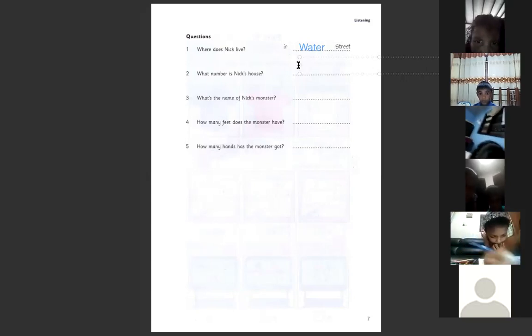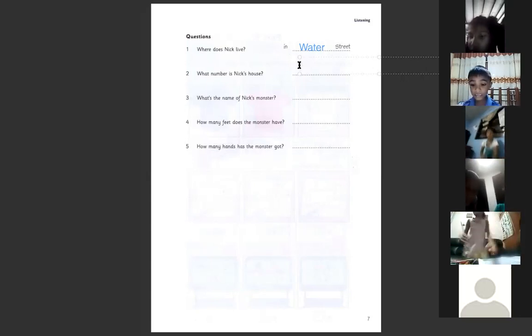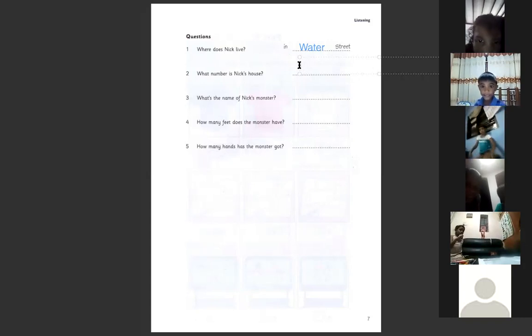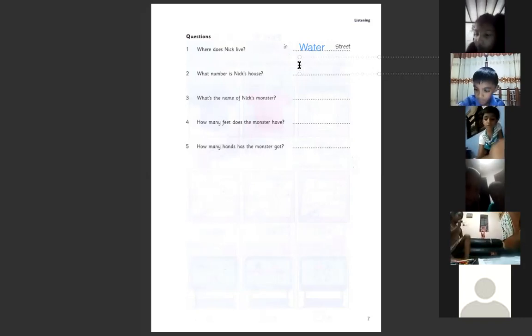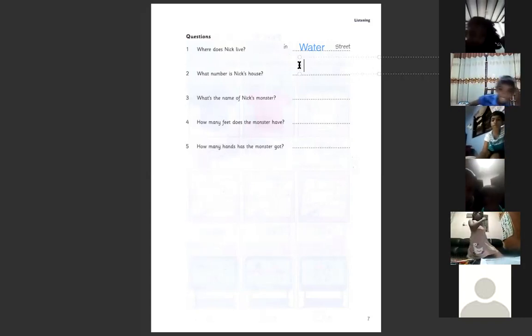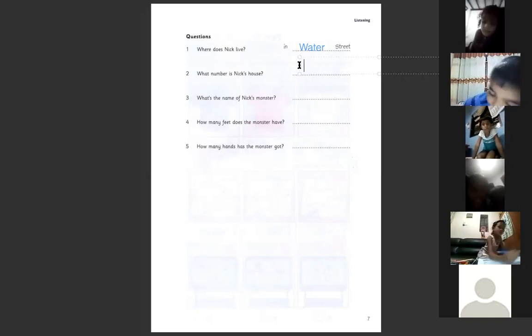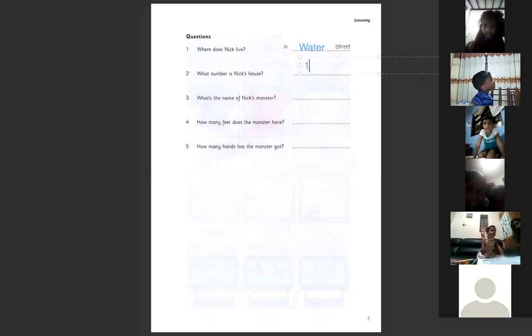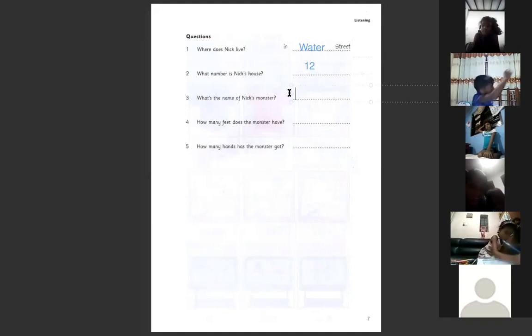What number is Nick's house? Check your answers. 2. What number is your house? It's number 12. Sorry, what number? Number 12. You can see the answer. Teacher has already written here.